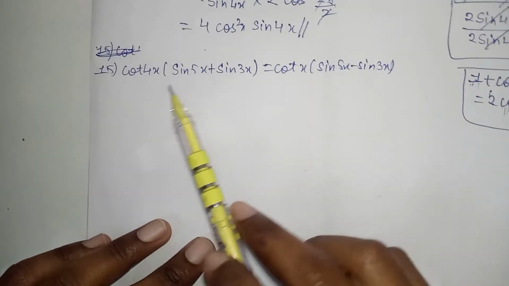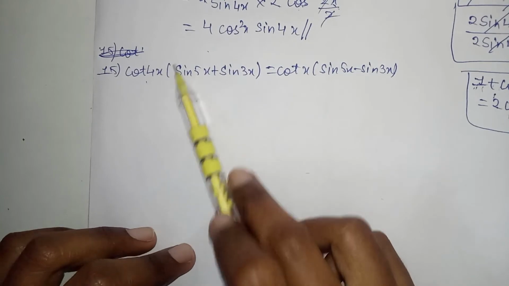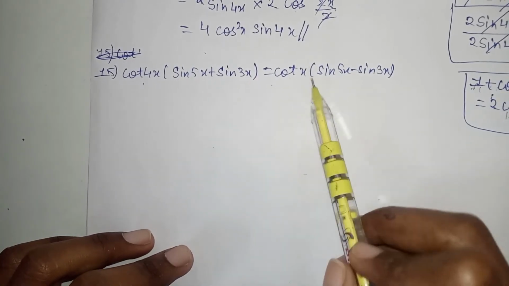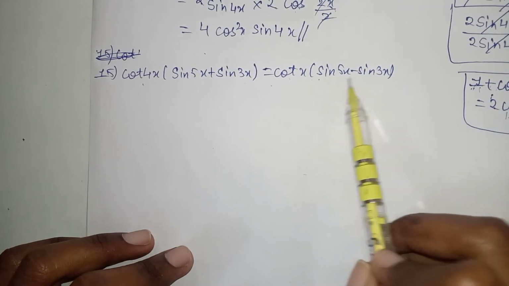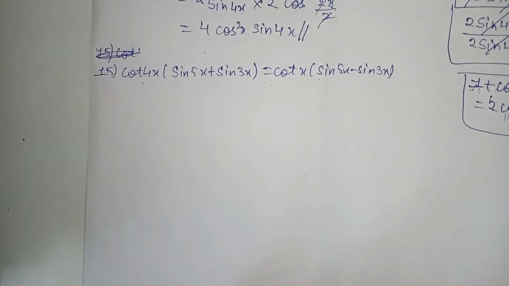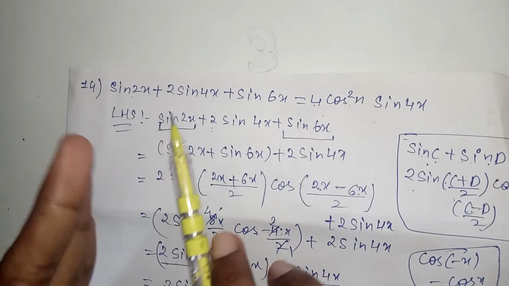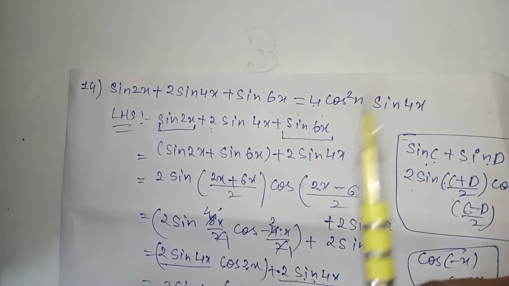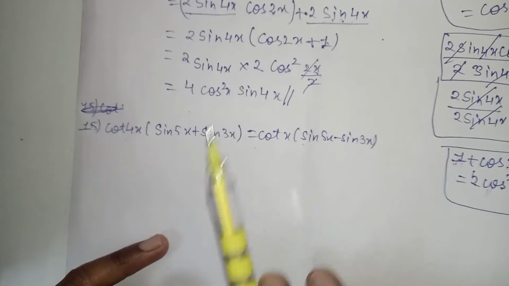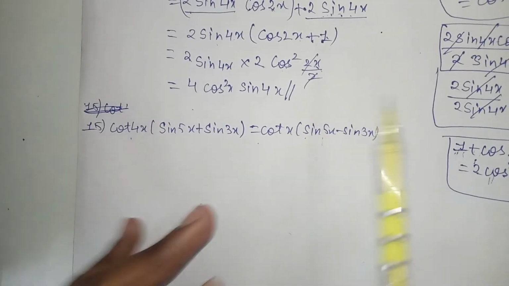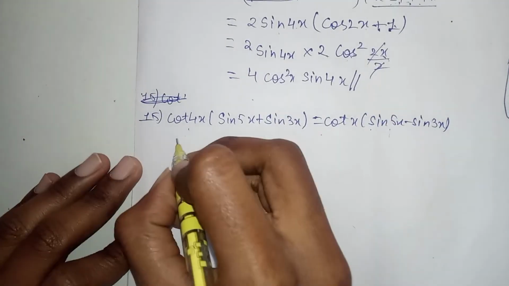So the 15th question is cot x into sin 5x plus sin 3x is equal to cot x into sin 5x minus sin 3x. In the previous questions, we used to take the left hand side and prove the right hand side. But in this question, we are not going to do like that. We are going to take both the left hand side as well as the right hand side. Okay, let's start the question.